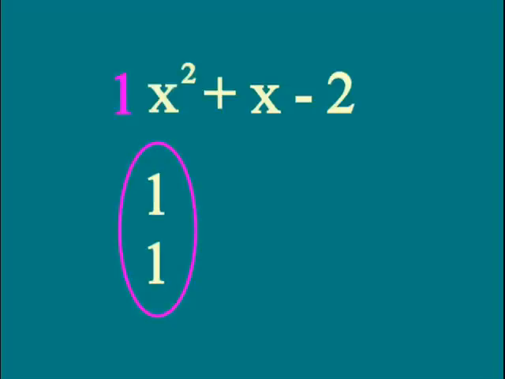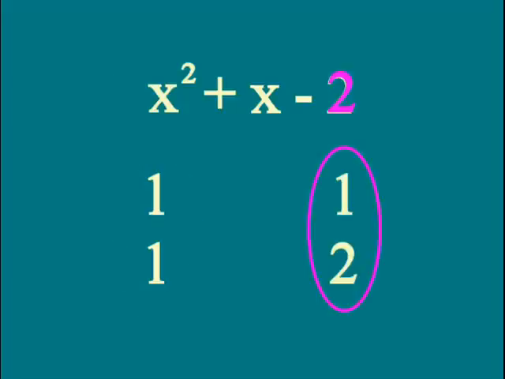The coefficient of x squared is 1, and there's only one way to factor that, 1 times 1. The constant term is negative 2, but you can ignore the negative sign. Just look at the 2 and factor that. 2 only factors one way, 1 times 2.